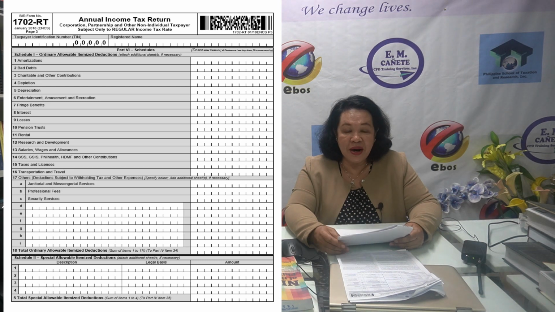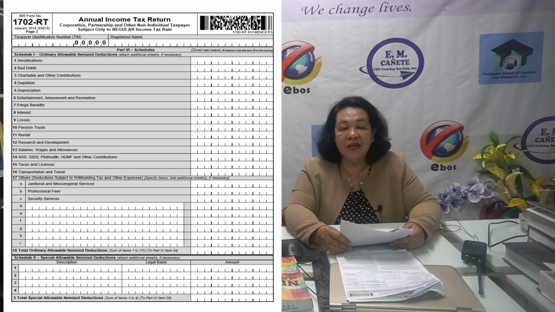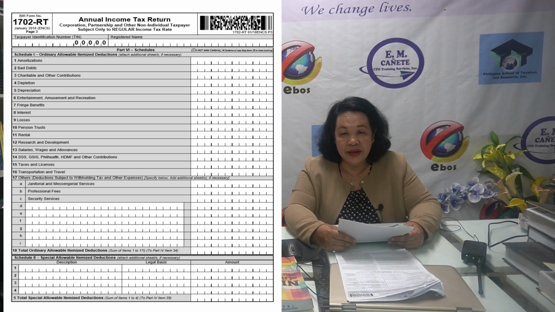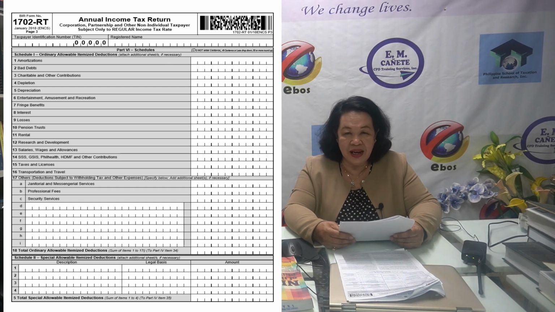As a reminder, please be sure that when you claim interest, you have loans payable, because you cannot claim interest if you have no accounts payable. Okay? So for interest, there is also a legal rate of interest. Do not claim interest which is very, very high. That will be disallowed later on.